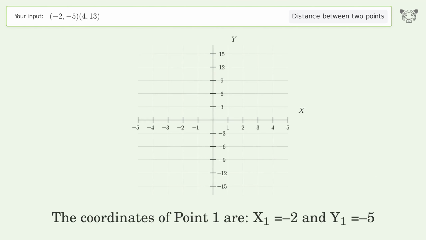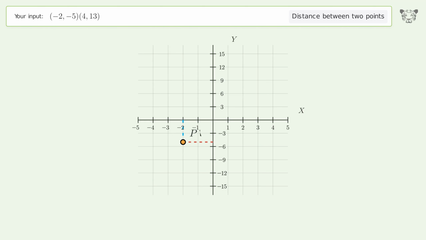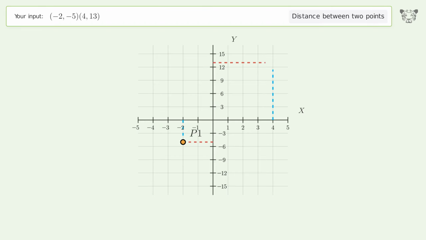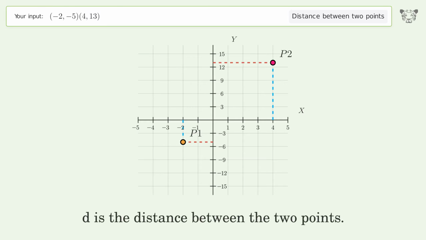The coordinates of point 1 are x1 equals -2 and y1 equals -5. The coordinates of point 2 are x2 equals 4 and y2 equals 13. D is the distance between the 2 points.